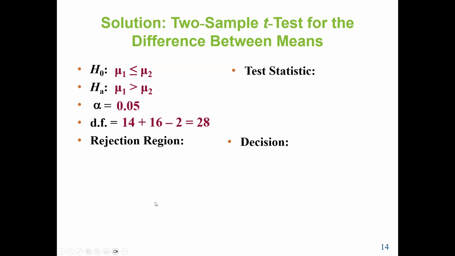Remember the question here said the variances are equal. So degrees of freedom will be N1 plus N2 minus 2, which gives us 28. We know the alpha, we know the degrees of freedom, so we are able to come up with the rejection region. This time it's not equal or equal, so it's only one-tailed. So based on our table, we get the value to be 1.701.